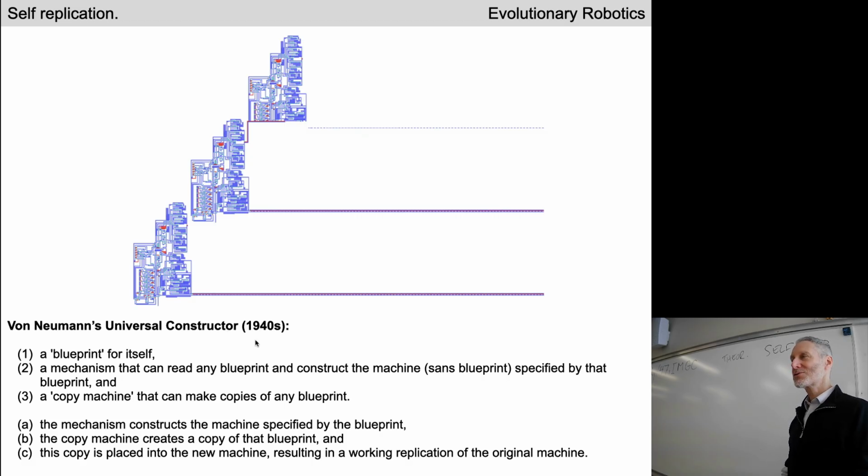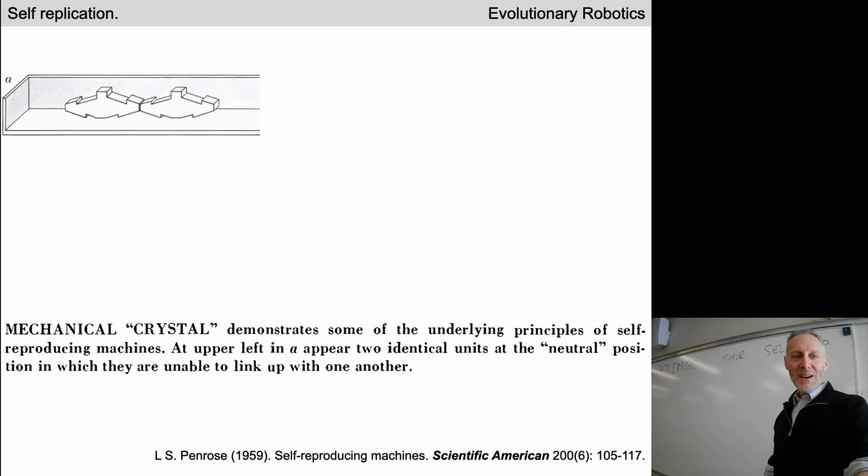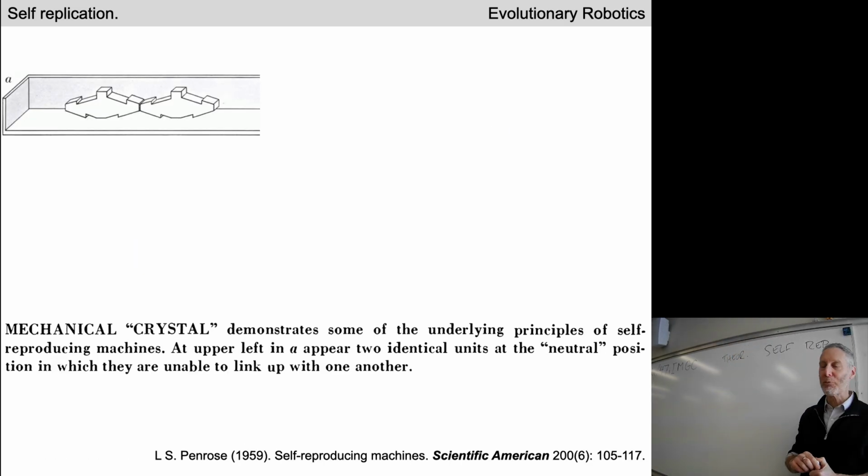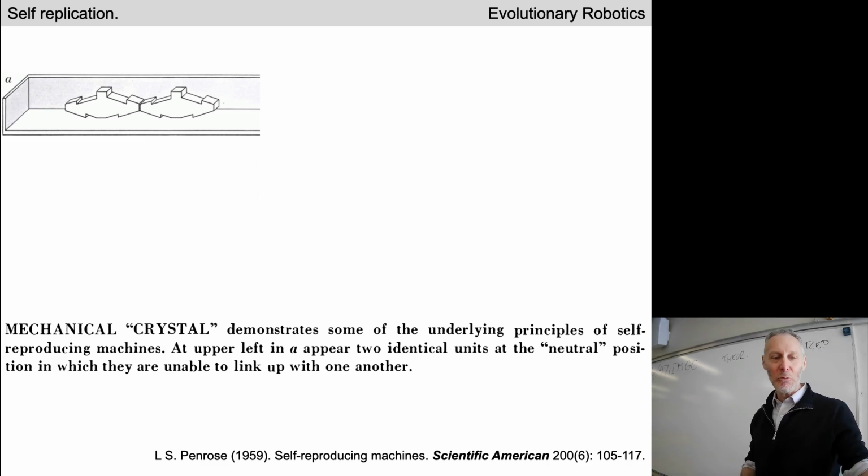Okay, for the history buffs here, who came up with the idea first? Was it von Neumann in machines, or Watson and Crick in Cambridge? I'll leave that as an optional exercise for you. Okay, that's theoretical self-replication. Let's jump forward from the 40s into the 50s, specifically 1959.